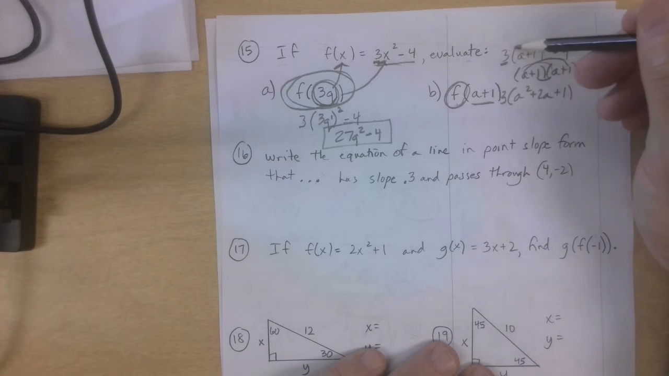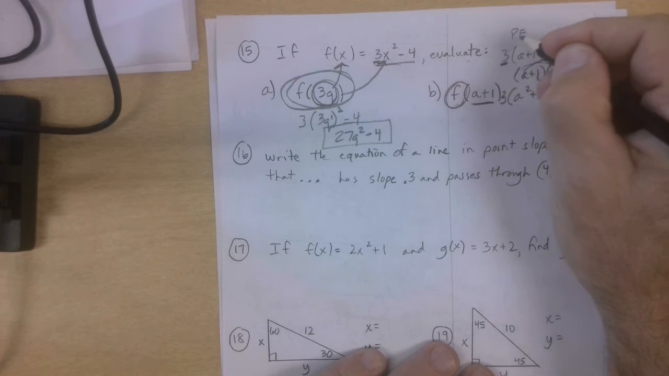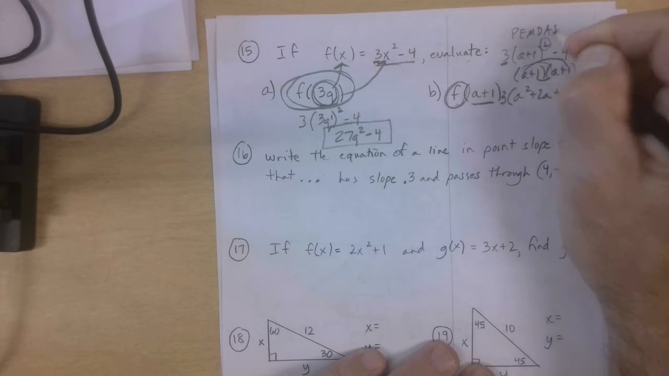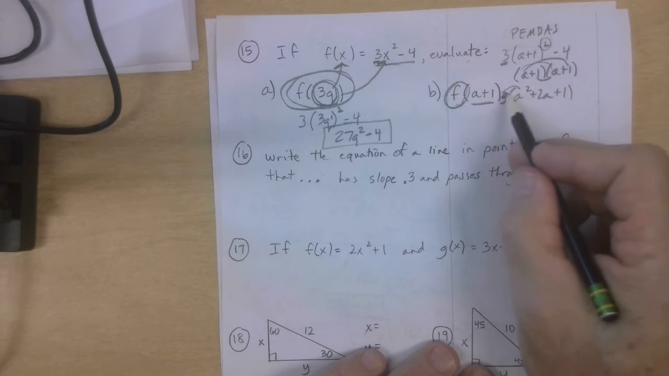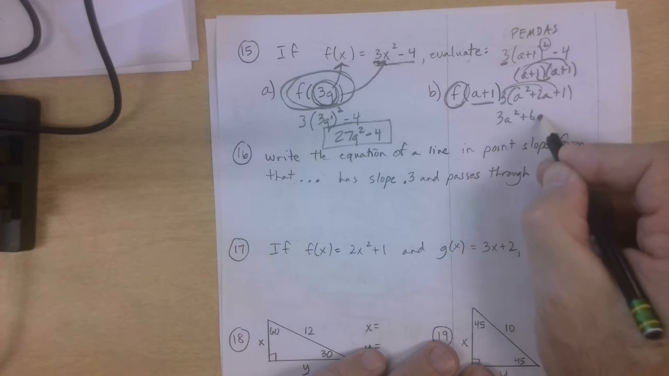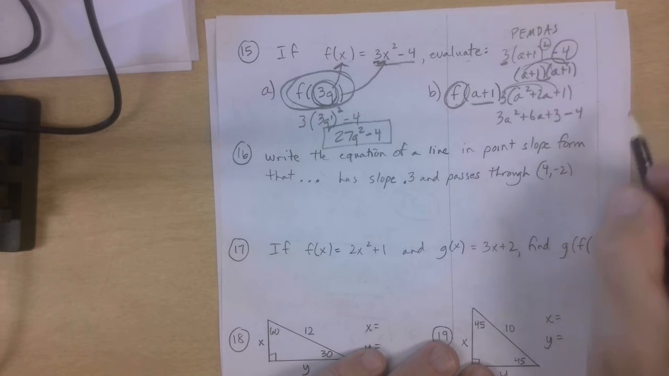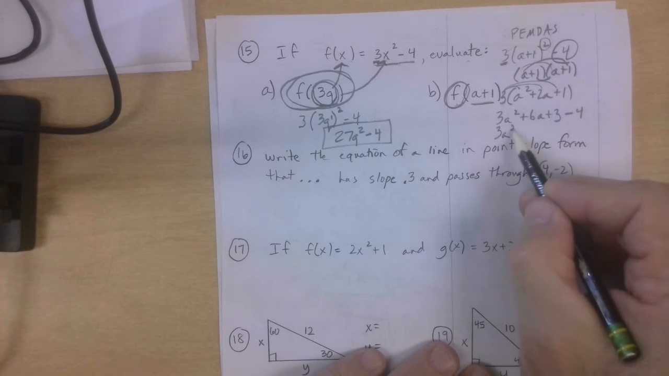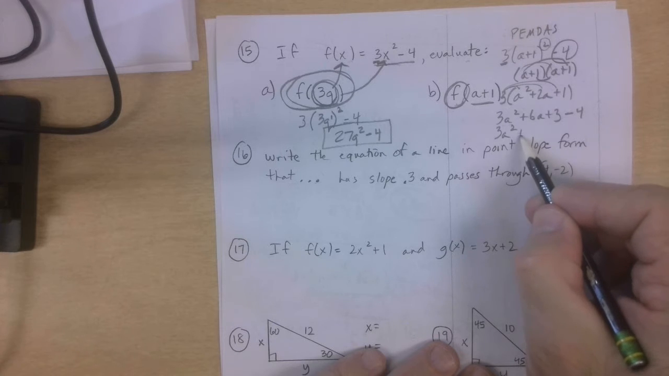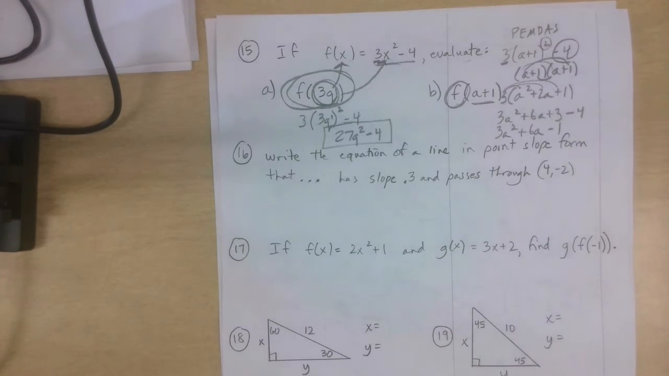Oh, you can't distribute that before you square it either, because of your basic rules from PEMDAS. Now I can. So I'd get 3a squared plus 6a plus 3, and that minus 4 just kind of comes along for the ride. So I get 3a squared plus 6a. 3 minus 4 is negative 1.